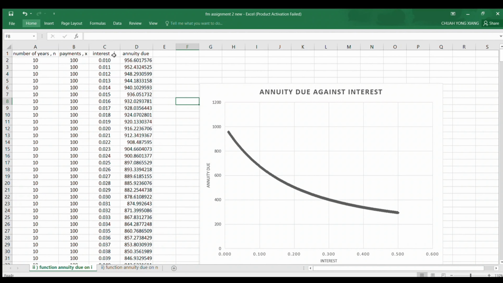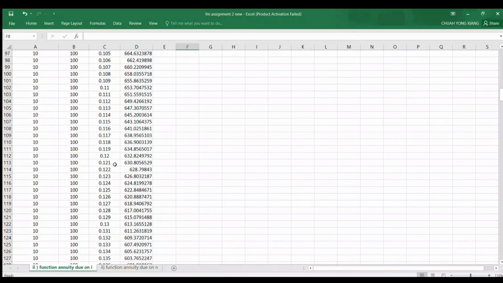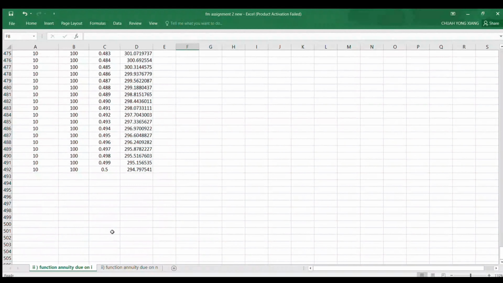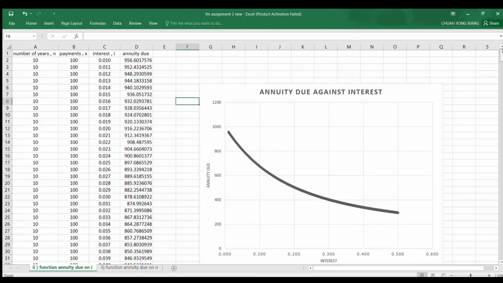Hi doctor, I'm Chang Xiang and I'm going to present question 2, part B, annuity yield. First, we let annuity yield be a function on i, where i increases from 0.01 up to 0.5 with a step size of 0.001. So column C here is our list of interest that starts from 0.01 up to 0.5 with a step size of 0.001.